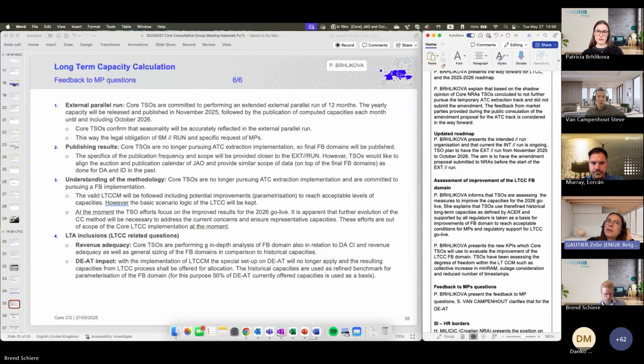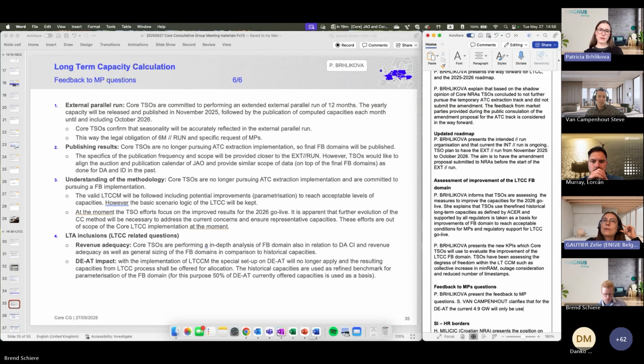Okay. Then I'm just going to switch to the question that was in the Q&A chat. There is a question on whether no specific benchmark for Polish border means there won't be any allocation constraints?